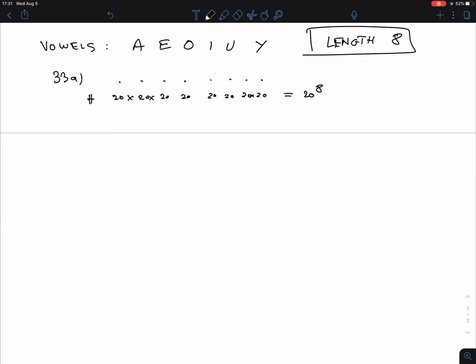Okay, so B. 33B is the same but with no repetition.